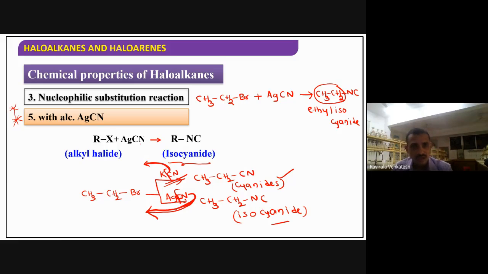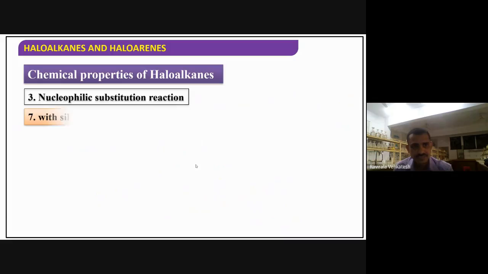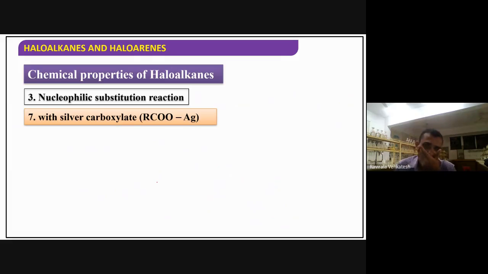Next, one more nucleophilic substitution reaction. Carbylamine also we can give the nomenclature. Now silver carboxylate: all of this is in the textbook in a box. They have given everything. So after this class, go through that box given in the textbook.